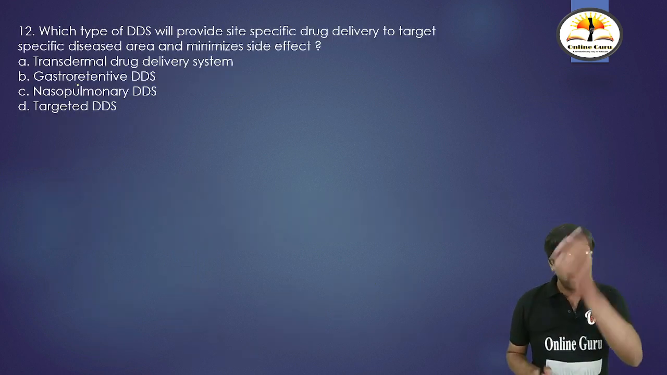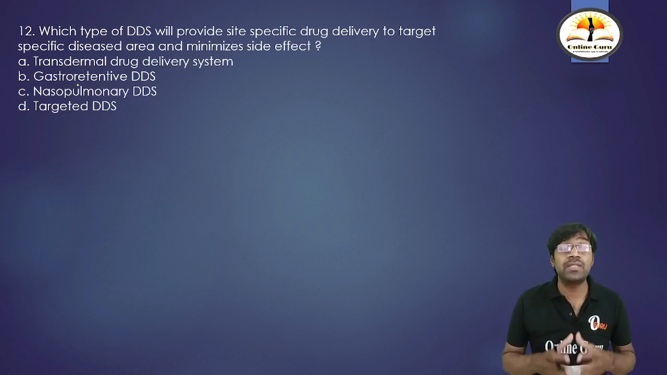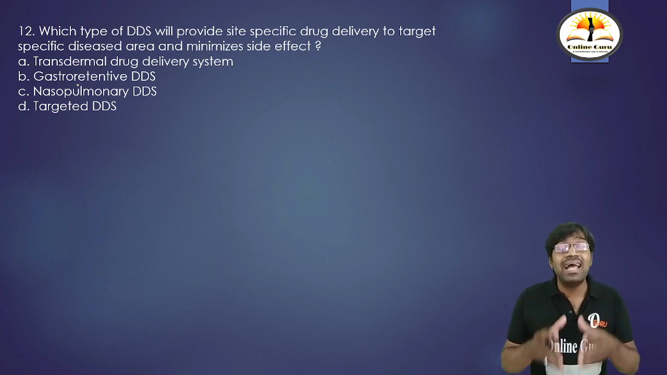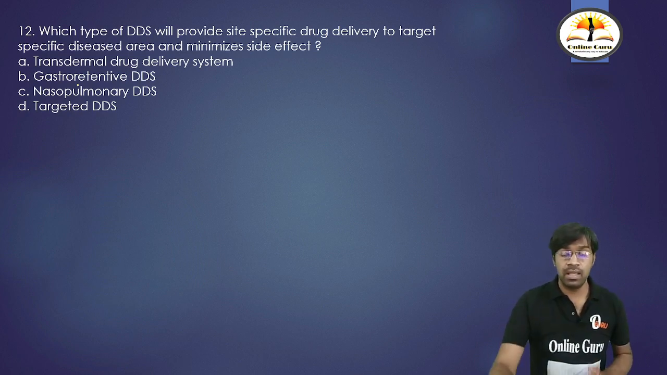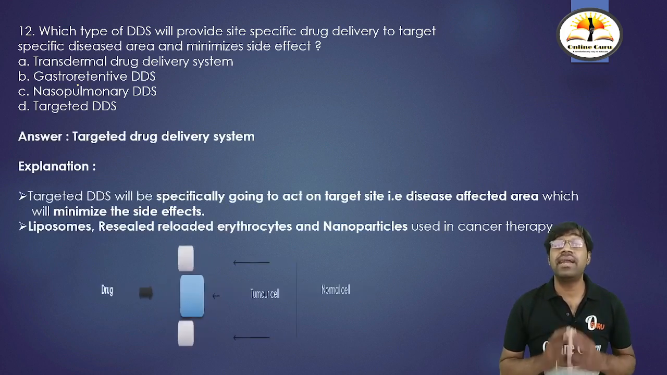The next question, which type of drug delivery system will provide site-specific drug delivery to the target specific disease area and minimizes the side effect? Option A is transdermal drug delivery system. Option B is gastroretentive drug delivery system. Option C is nasopulmonary drug delivery system. Option D is targeted drug delivery system. The correct answer is targeted drug delivery system.